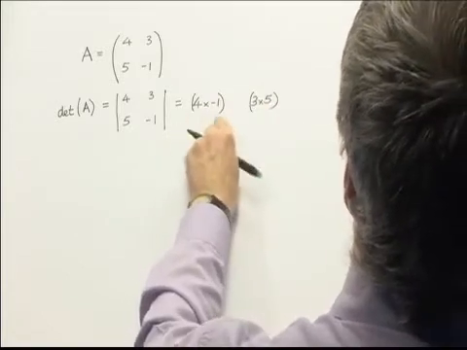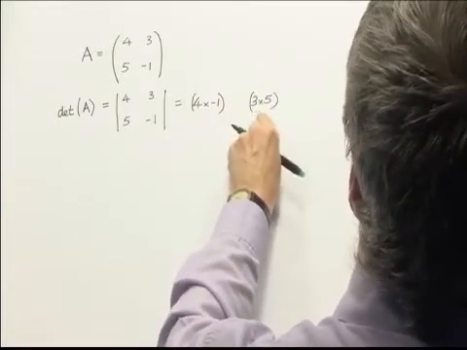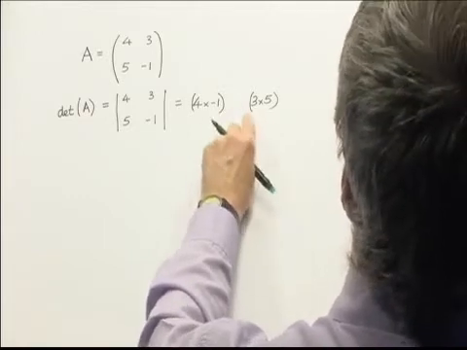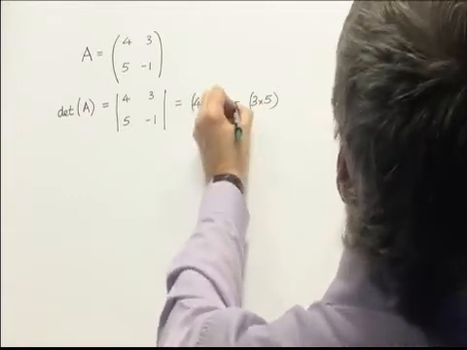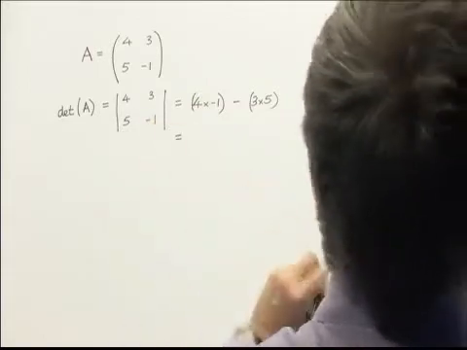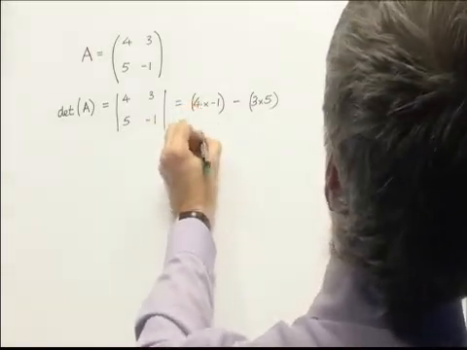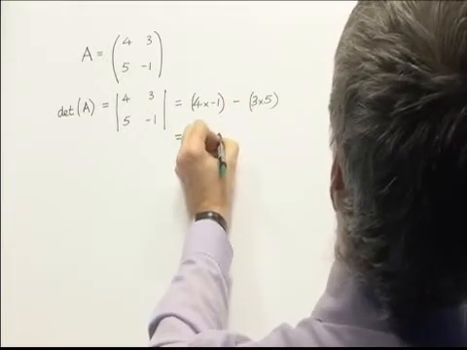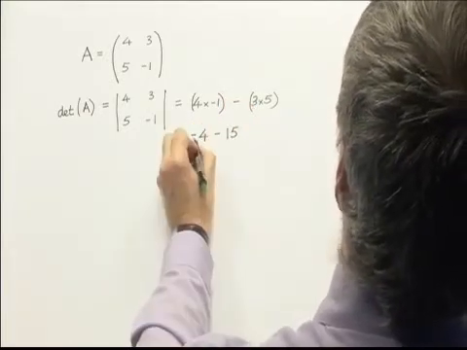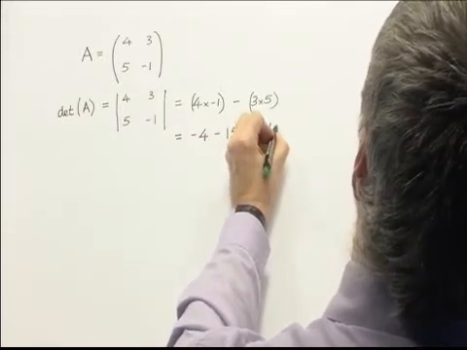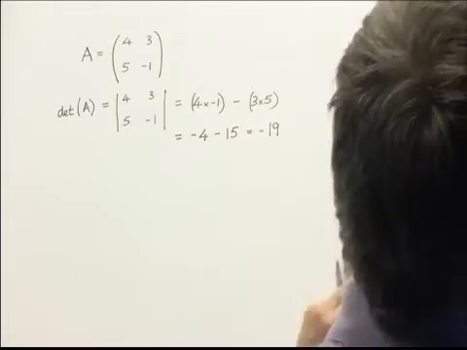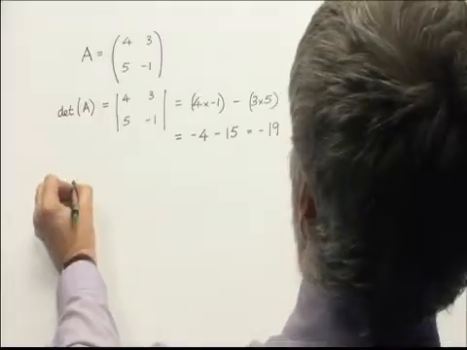So we've got the product of the numbers on the leading diagonal, and the product of the numbers that are not on the diagonal. And then we just take this second product away from the first product. And then we work it out. 4 times -1 is -4, 3 times 5 is 15, so we take away 15. -4 take away 15 is -19. And so that's how we do every single determinant for a 2 by 2 matrix. We simply find the product of the numbers on the leading diagonal and take away from that the product of the other 2 numbers. So let's do another example.